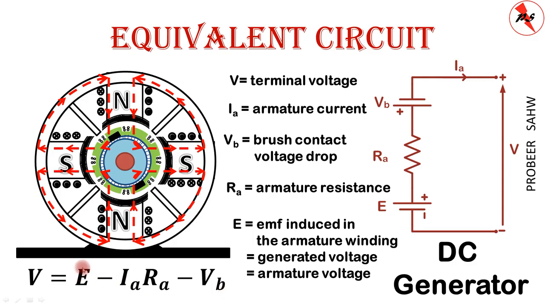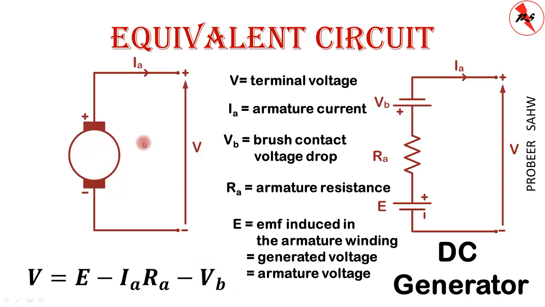So the EMF induced in the armature winding is E. Some part of it is dropped across the armature resistance, and some part of it is dropped across the carbon brushes. Another representation of a DC generator is like this. This circular portion represents the rotor and this part represents the carbon brush. Together, this represents the armature of a DC machine.